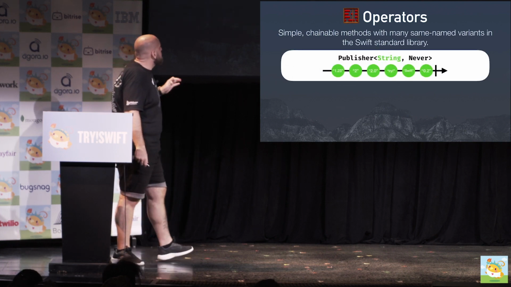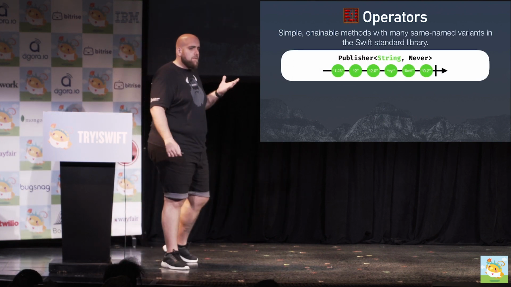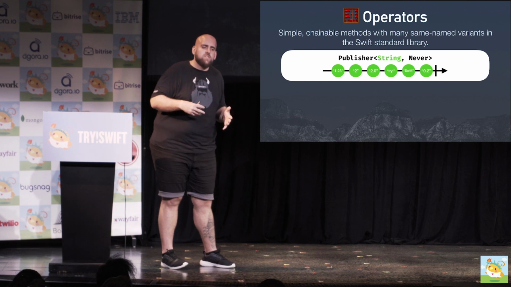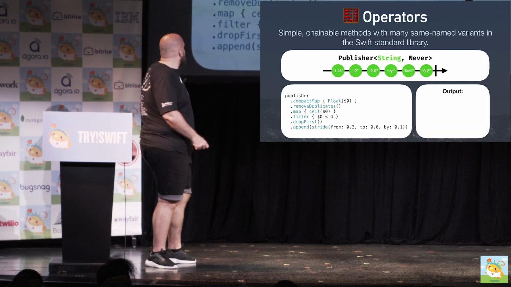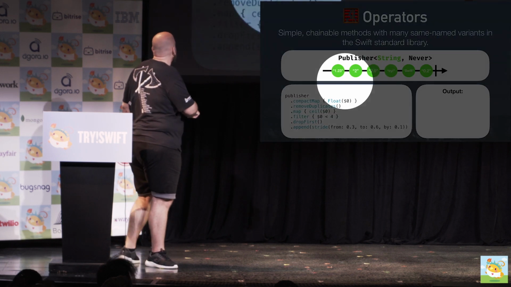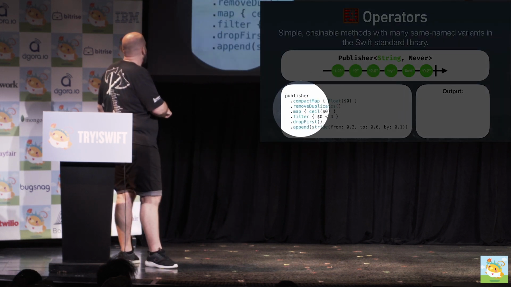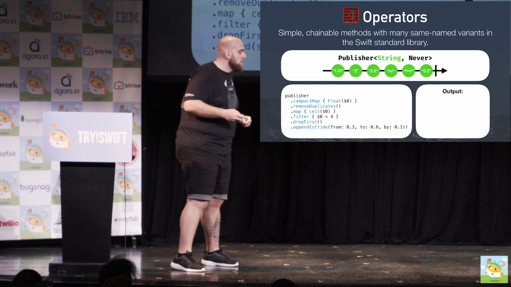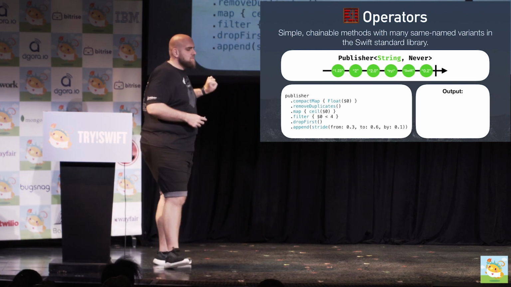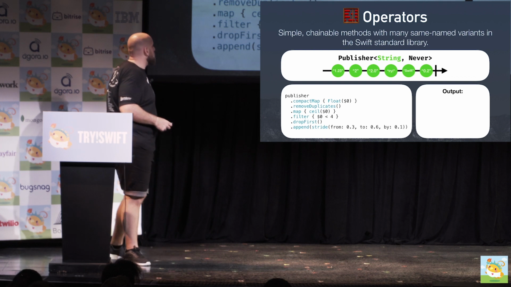So they're a really simple chainable method, and many of them have names that are similar to ones in the Swift standard library. Let's take a quick look here. It seems like a lot of code, but we already can spot a few names that we know. Compact map, map, filter, append. These are all names that we know from the Swift standard library. But don't worry, we'll go through each of them separately so you know exactly how this piece of code works.